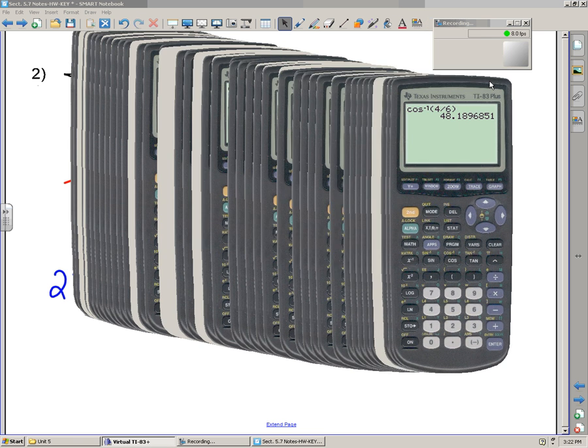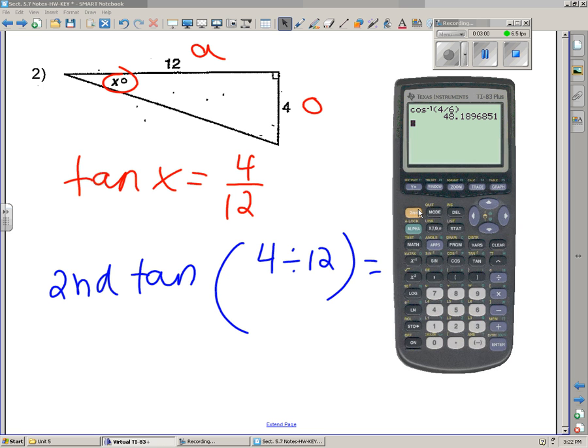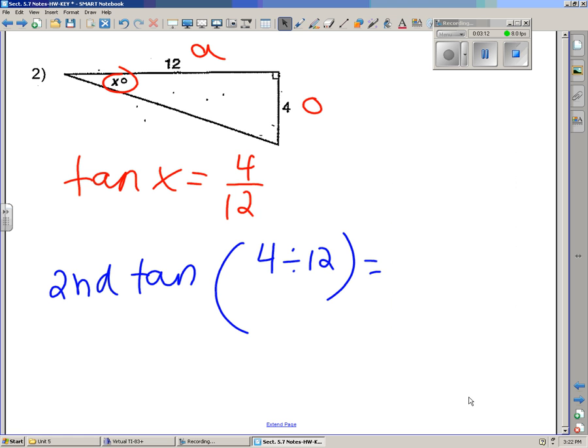Again, we're going to go second tan, which opens it up, and you see tan -1, the inverse, 4 divided by 12, and then hit enter, and here we get 18.4, which is just 18 degrees. So angle x is 18 degrees.